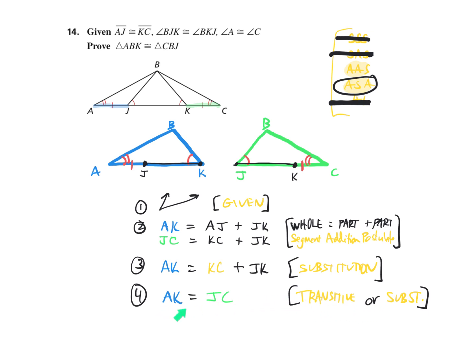And now that these segments have equal measures, that also means that those segments are congruent. And now, between these two triangles that are targeted, we have a pair of congruent angles, sides, and angles. So the triangles are congruent. We've reached our destination by the angle-side-angle congruence theorem. In statement 5, those triangles are congruent by the ASA congruence theorem.